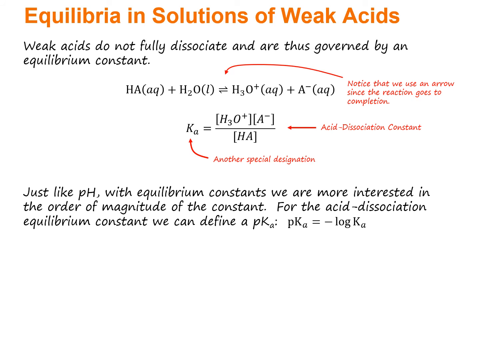More often than not, we are interested in the order of magnitude, and so we can do something like we did with pH, and we can define some pKa for our acid dissociation equilibrium constant. And that pKa is very similar to what we define pH as, but this one is equal to the negative log of Ka, or the equilibrium constant for that acid dissociation. So pKa equals the minus log of Ka. When we have a smaller pKa, that's going to tend to mean we have a stronger acid.